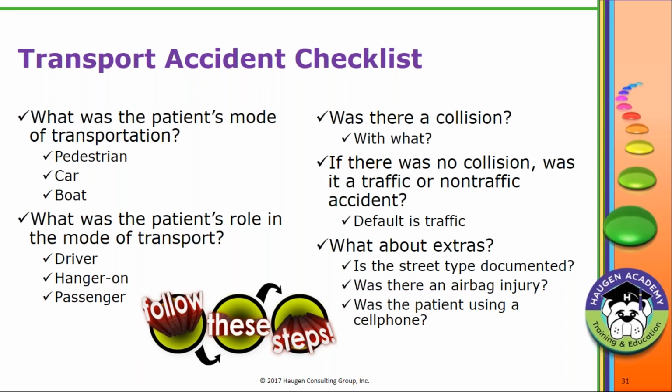Was there a collision? Because our accidents differentiate between collision and non-collision accidents. And if there was not a collision, was it a traffic or a non-traffic accident? Now, the default is traffic. So if they don't tell you, you assume that it was a traffic accident. And again, what's the difference between a traffic and a non-traffic accident? Those definitions are at the beginning of the chapter. And then there are a couple of extras. Is the street type documented? Can you code that place of occurrence to a specific type of street? Was there an airbag injury? Was the patient using a cell phone at the time?